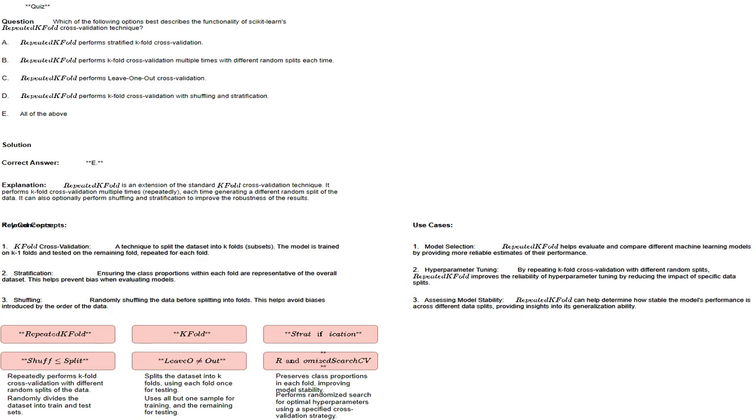3. Shuffling. The process of randomly rearranging the order of the data before splitting it into folds. This helps to avoid biases introduced by the order of the data. For example, if the data is sorted by a feature, shuffling helps ensure that the folds are not biased towards specific values of that feature.